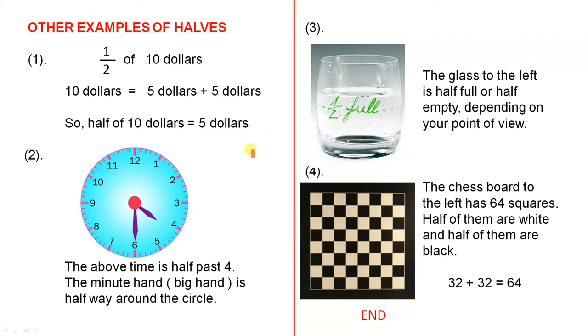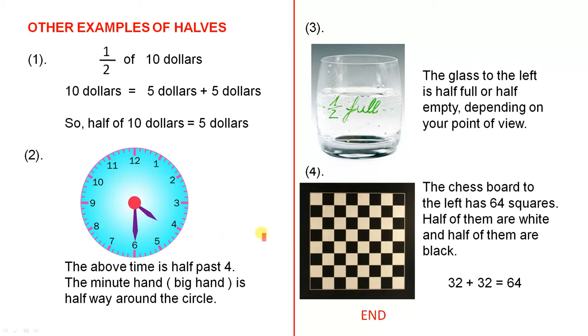Now here are 4 interesting examples. They're all a bit different, but they still work on the idea of a half. Half of $10. You can write $10 as $5 plus $5. So you split it into 2 equal groups of $5 each. So half of $10 equals $5.